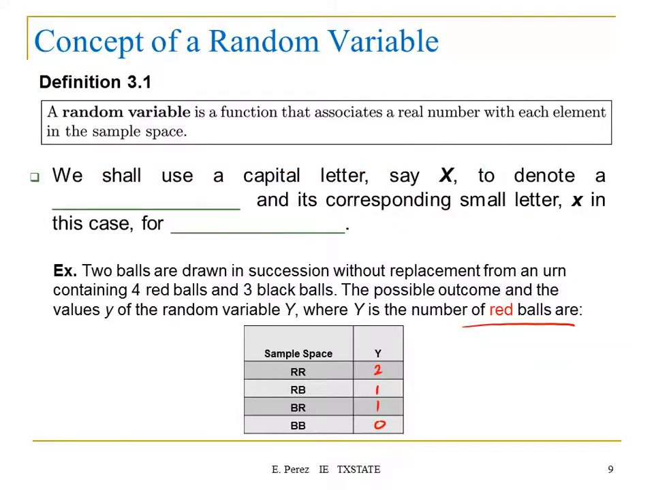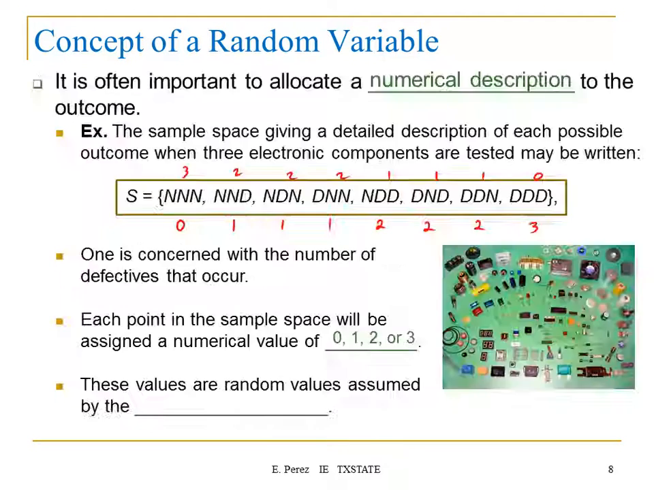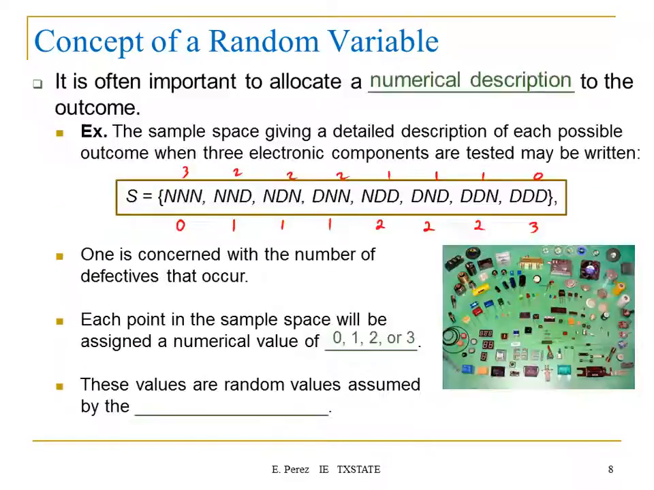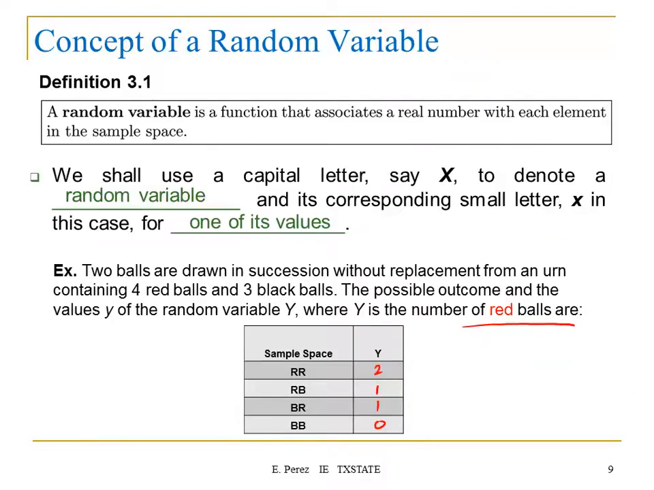Okay, so the definition: a random variable is a function that associates a real number with each element in the sample space. And that's what we did with the example. We shall use a capital letter, for example X, to denote a random variable, and its corresponding small letter is, in this case, one of its values. So if you want to show or describe the value of the random variable, then you use the small letter of that random variable. The capital letter would denote the actual random variable with all the values.